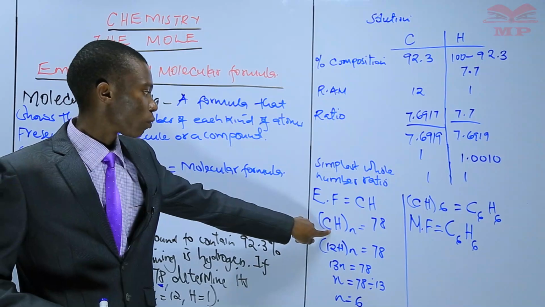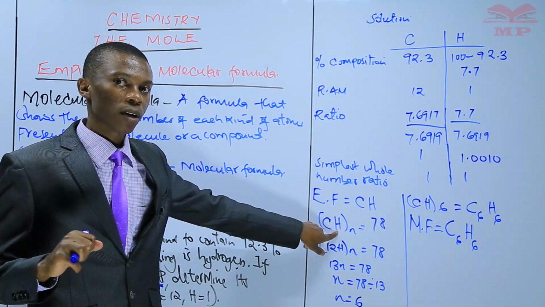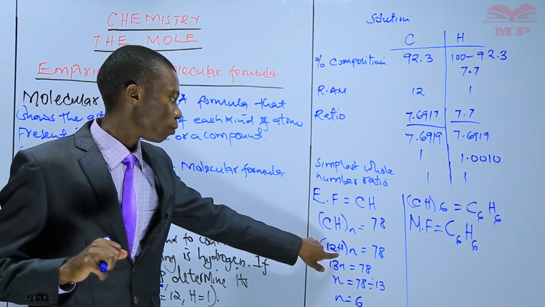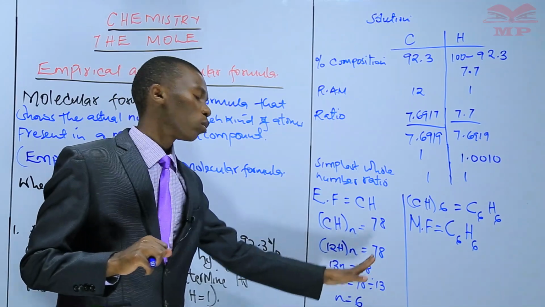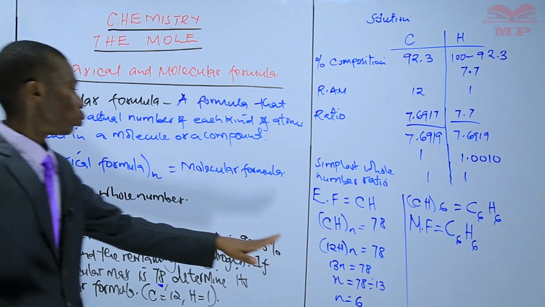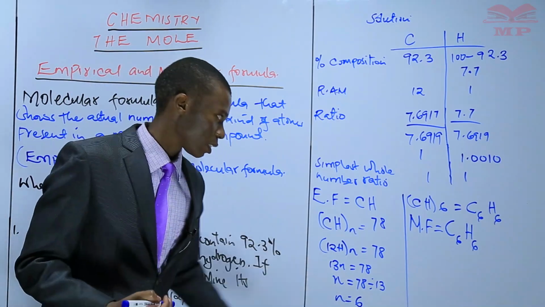The relative atomic mass of carbon is 12. The relative atomic mass of hydrogen is 1. Therefore, this is now 12 plus 1. That is 13. Then all this is equal to the formula mass, or the molecular mass of the hydrocarbon. So if it's equal to the molecular mass, then you get the value of n as 6.